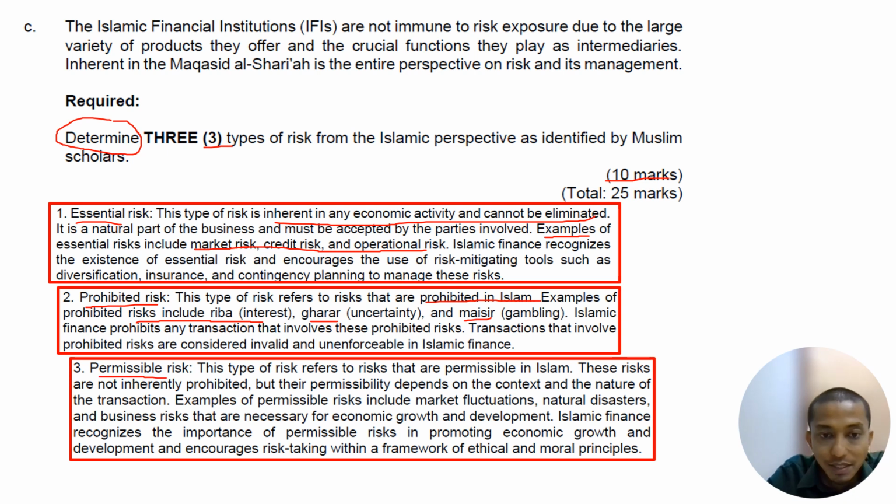Permissible risk refers to risk that is permissible in Islam. These risks are not inherently prohibited, but permissibility depends on the context and nature of the transaction. For example, market fluctuation, natural disaster, and business risk are considered permissible risks. All right. So this is an example of a question from the latest semester, question number one, which covers topic one here.